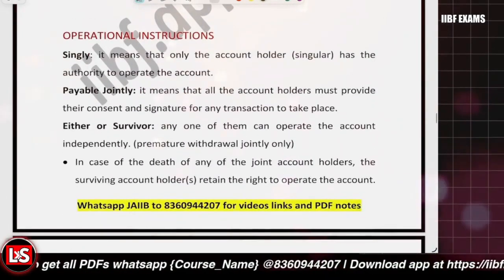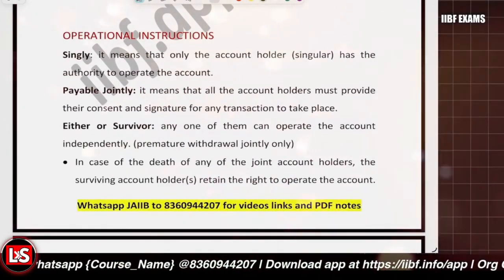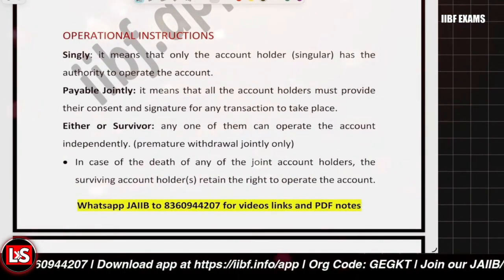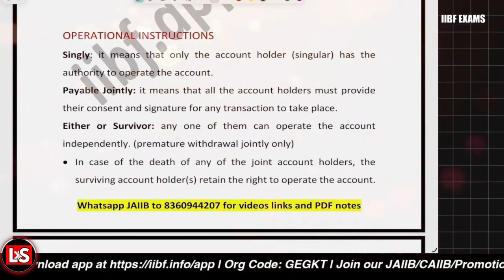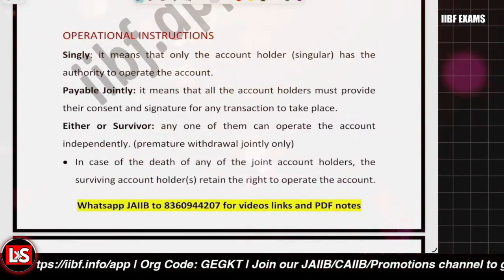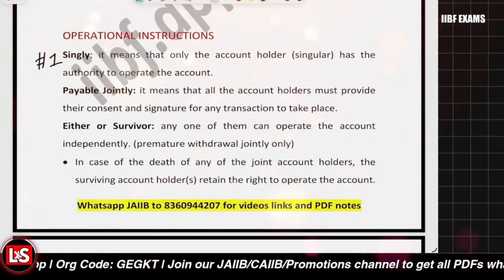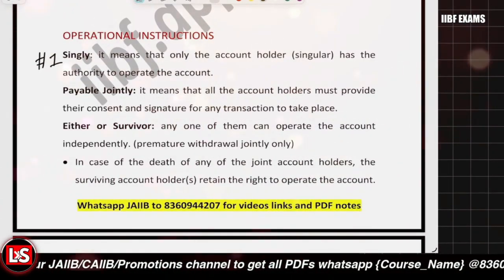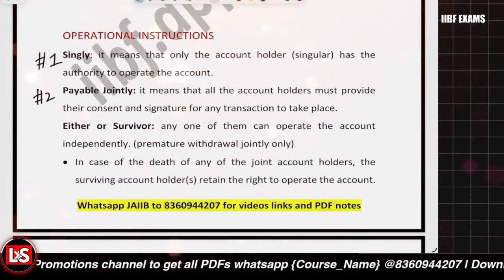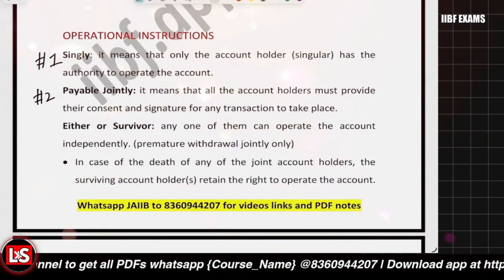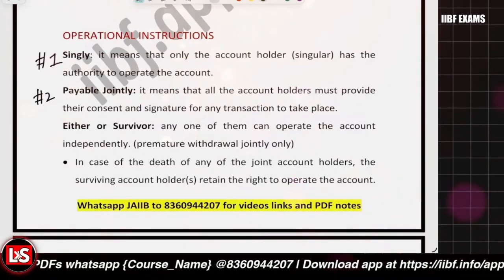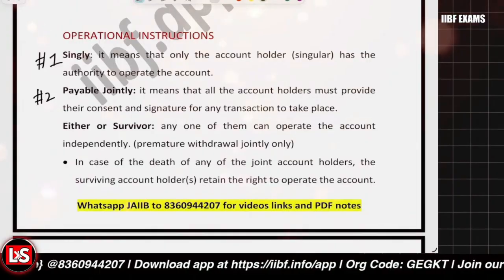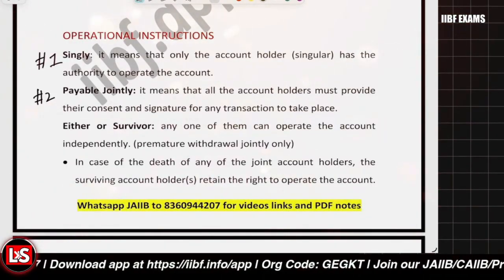Now let's have a look at the operational instructions. It can be singly operated, it can be jointly operated, it can be either or survivor, it can be former or survivor. It could be anything. In case of singly operated, it will be operable by a single person only, and the nomination facility is also available there. When we're talking about payable jointly, it means two joint account holders are there and they provide their consent, and only then the transaction can take place, otherwise not. Even if the premature withdrawal is to be done, both have to sign.